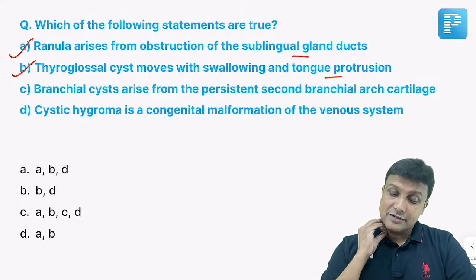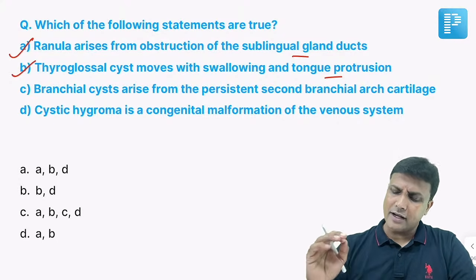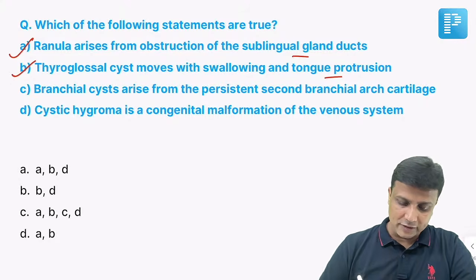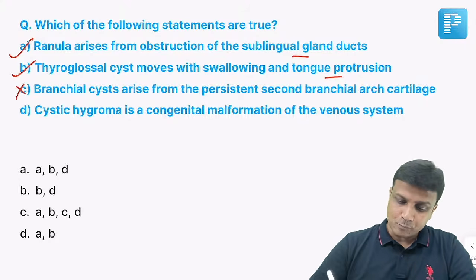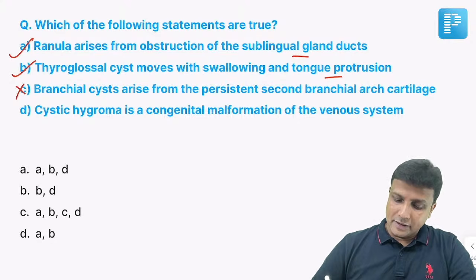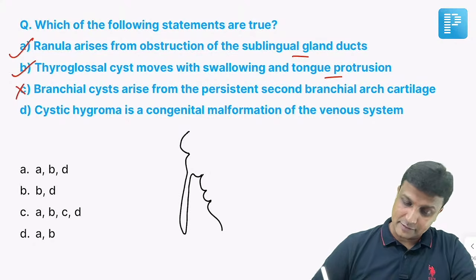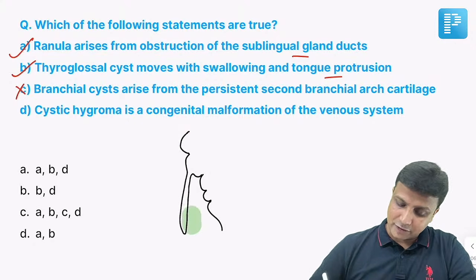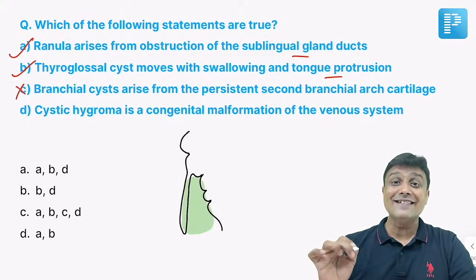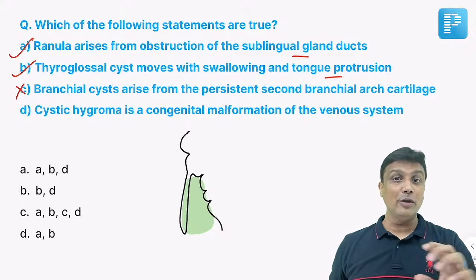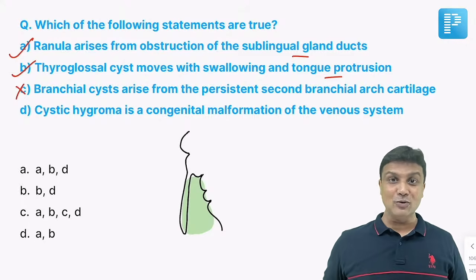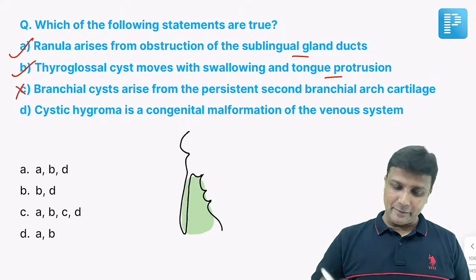Branchial cyst arises from the persistent second branchial arch cartilage. No, this is absolutely wrong. Normally what will happen, the second arch will be growing faster, and because it is growing faster, it is going to enclose a space here, and that space is referred to as a sinus. Which sinus? The cervical sinus. I hope you have learned about the pharyngeal cleft and pharyngeal pouches. There is a cervical sinus here.